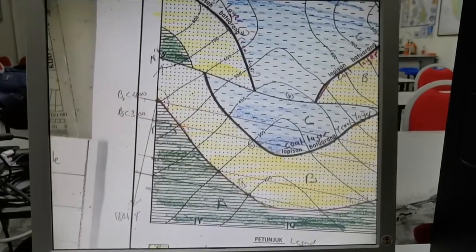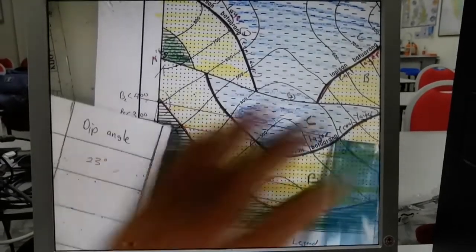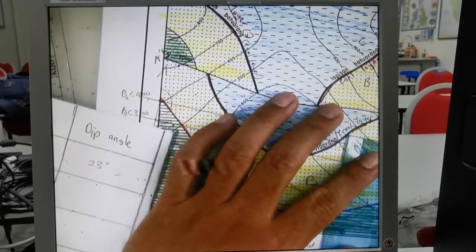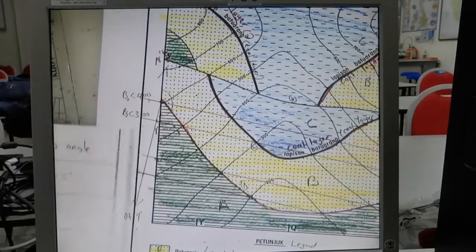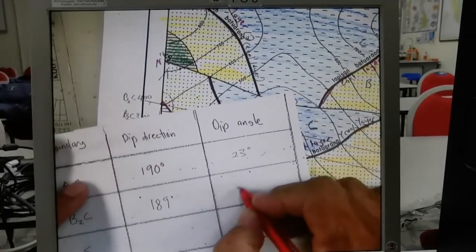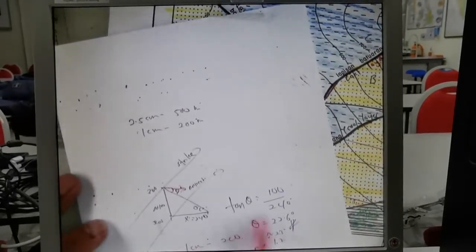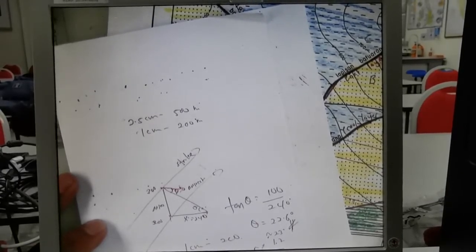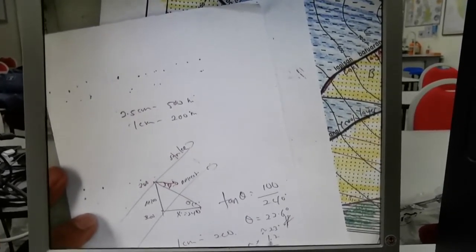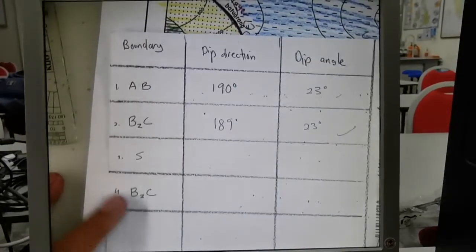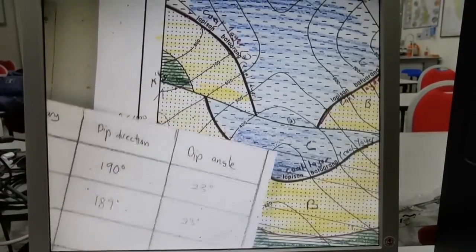So close, 1 degree difference. To get the dip angle, we have to measure the distance between these straight lines, which is 1.2. So we get a similar answer, 23 degrees. Similar process: 1.2 is about 200, so 200 and 1.2 is 240, and 100, so we get 23 degrees. So this is K. Now move to S, the fault.